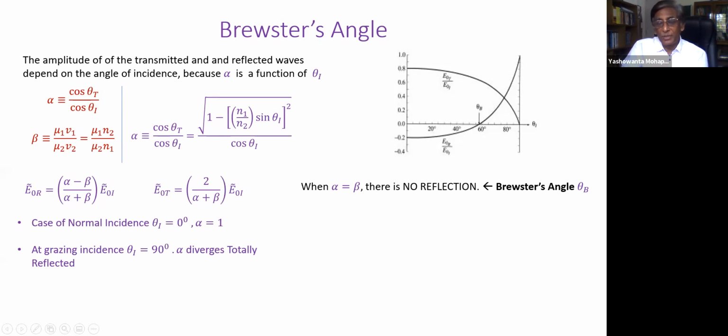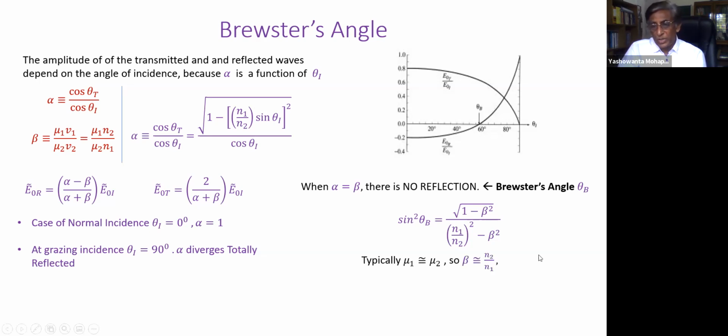So that's something that we'll also discuss probably later. For an air and glass interface, this happens at a particular incident angle. We can solve that for any general case. I can write down the Brewster angle, sine squared theta b, from here, as 1 minus root of 1 minus beta squared n1 by n2 beta squared. I'm assuming typically mu1 is equal to mu2, so beta is simply n2 by n1, which is a typical case.